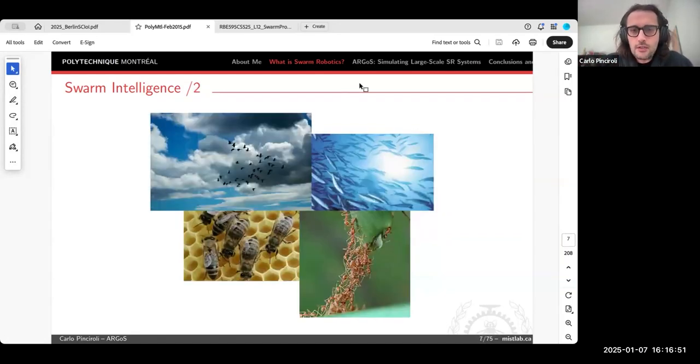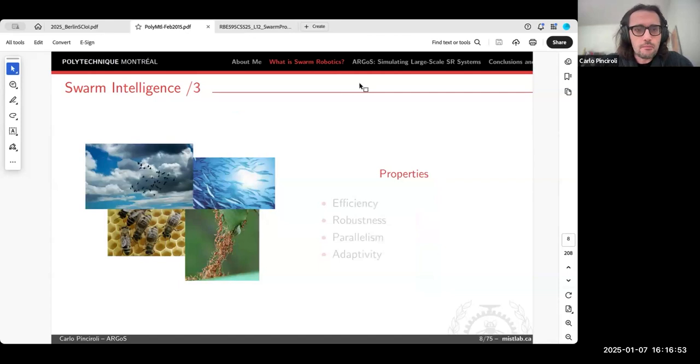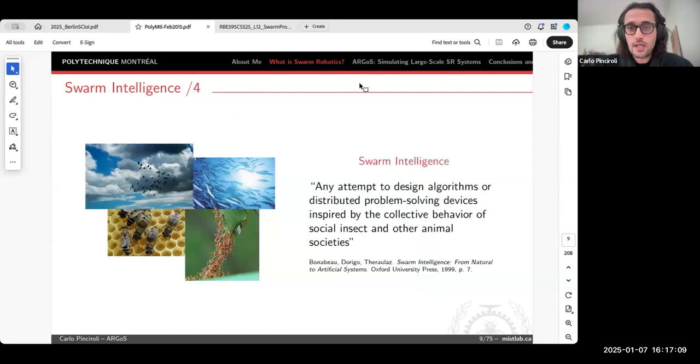So the interesting thing about swarm intelligence that motivates us to be probably in this class together is the fact that we take inspiration from nature, because we know that nature has done it, and has done it in a way that is efficient, robust, parallel, and adaptive. I don't want to go too much into details with this, but we can if you want.